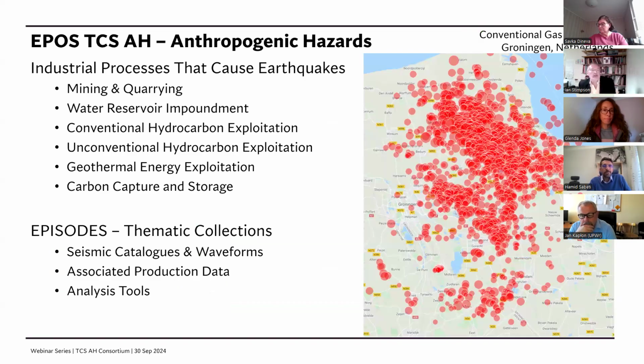So what we're doing is looking at industrial processes that cause earthquakes. That could be mining and quarrying, water reservoir impoundment, conventional or unconventional hydrocarbons, geothermal, CCS. And we have a series of thematic collections of data sets that we call episodes, and these episodes contain seismic catalogues and waveforms, associated production data and other data, and software analysis tools that allow us to visualize and interact with the data sets themselves.